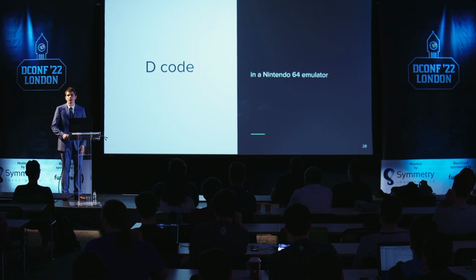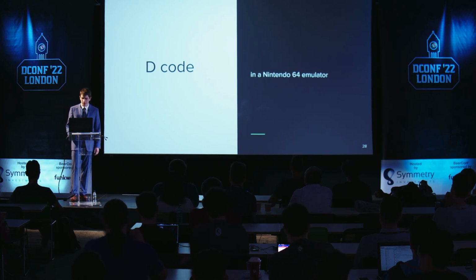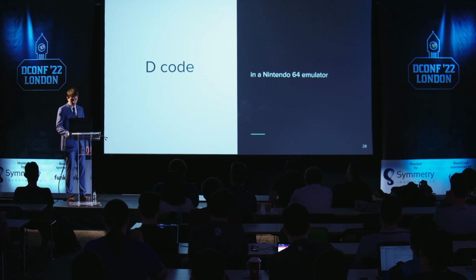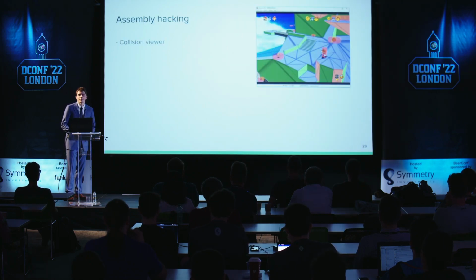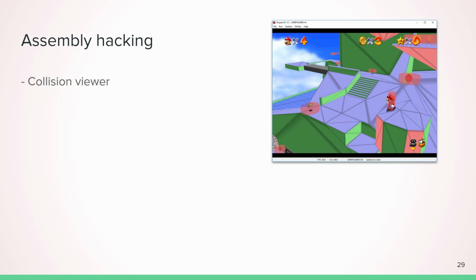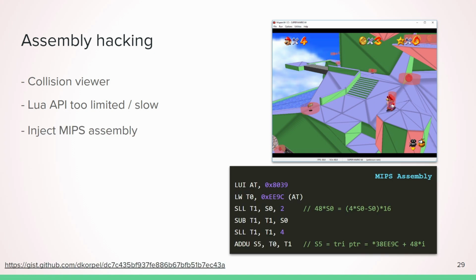So now I want to talk about some of the esoteric targets where I ran D code. So going back to Mario 64, I wanted to implement a collision viewer where it kind of shows how the game internally sees the world and how you collide with it. But yeah, the Lua API was too limited for me. I could maybe draw one triangle, but more than that, it would slow down significantly. So the other option I had was to just hack the game's source code, right?